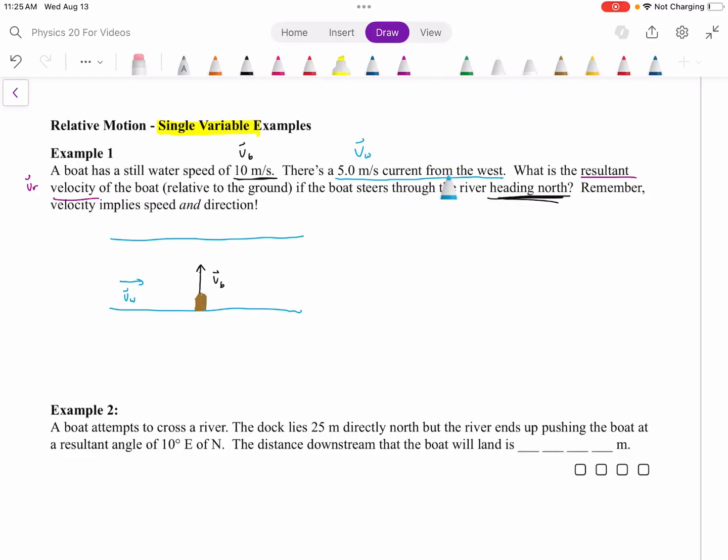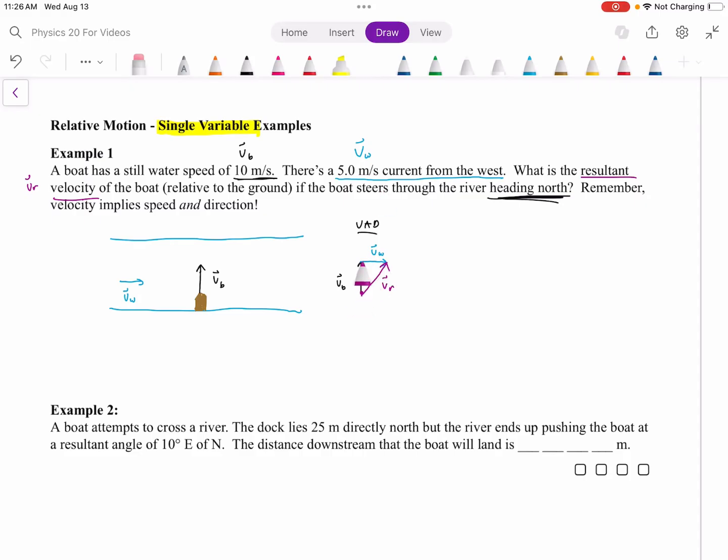If the current is coming from the west, that means it's to the east. So what's going to happen when we draw our VAD, we're going to see that if I take the boat's velocity and then, tip to tail, add the water's velocity, the resultant velocity, remember, the resultant vector, is always from where we started our diagram to where we finished our diagram. The resultant velocity looks like that, so overall, the boat is going to be moving like this.